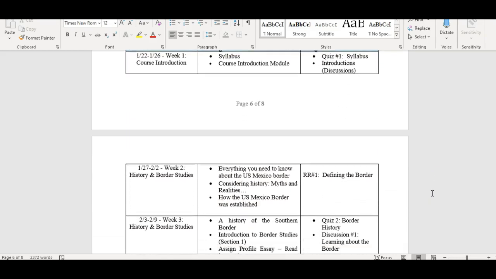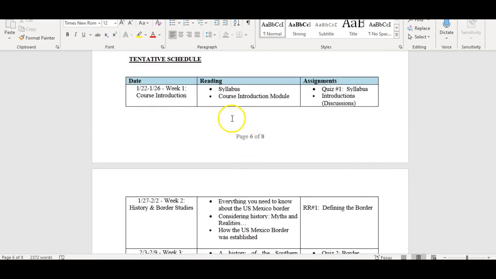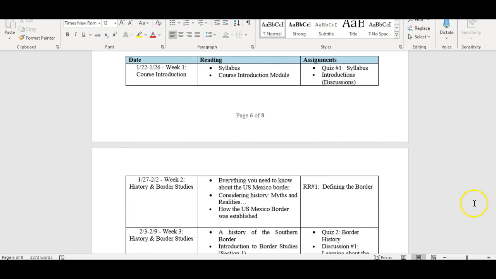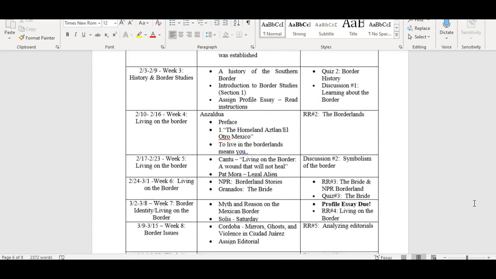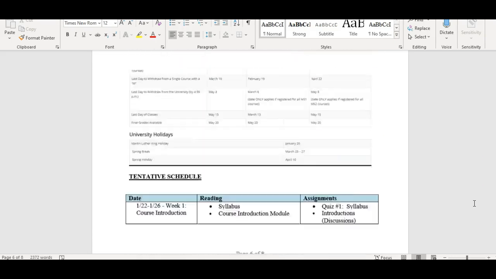So here we have the tentative schedule. As you can see, it's divided up by weeks. I have the dates, then whatever the reading is for that week, and then the actual assignments that are due for that week. So that's how you can look at our schedule.